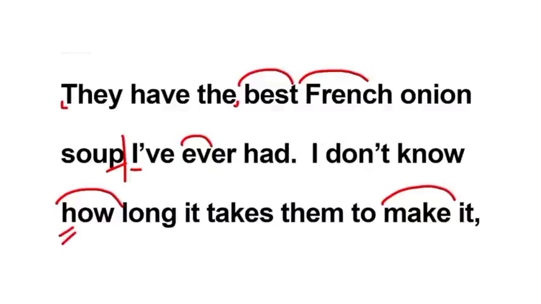Let's look at this phrase. I don't know. There are several ways we can pronounce that. We can say, I don't know. That's the most conversational, the least clear. That's not how I do it. I make it a little bit more clear. I don't know how long it takes them to make it.